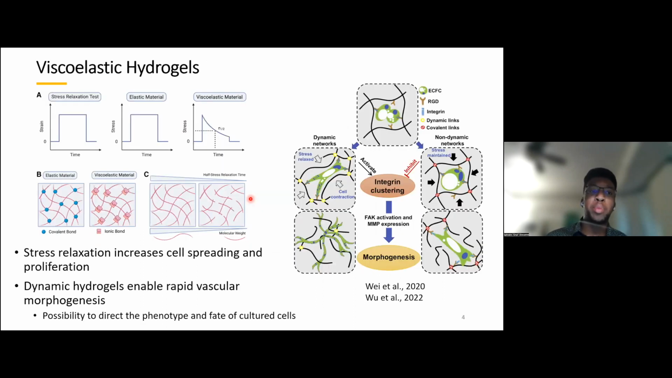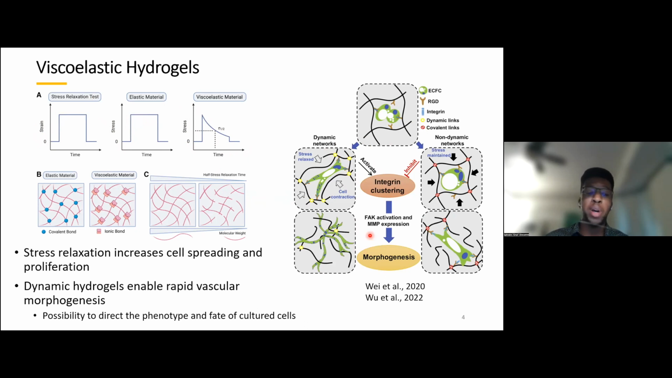An important property of these viscoelastic gels is stress relaxation. As you can see here, as you increase the strain on the elastic materials, the stress doesn't change at all. But on the viscoelastic materials, there's a decrease in stress as time goes on. That increases cell spreading and proliferation. These hydrogels also enable rapid vascular morphogenesis, as you can see over here.